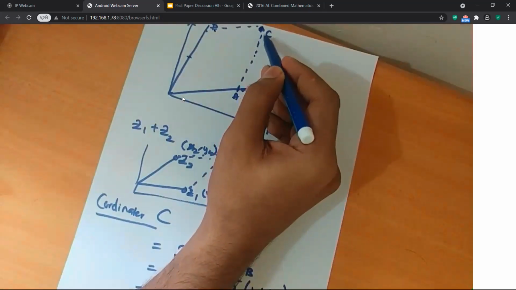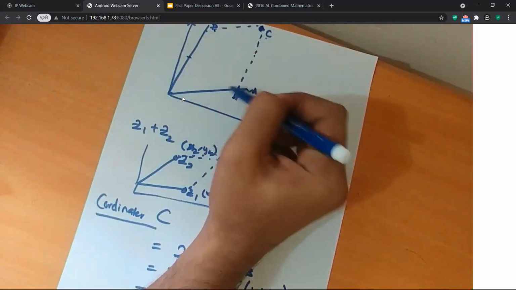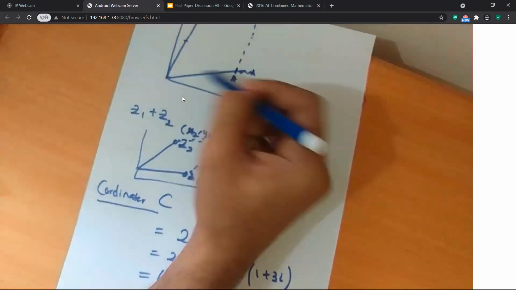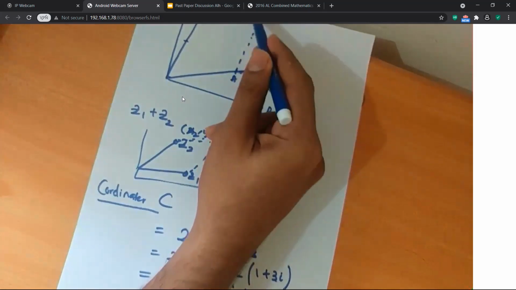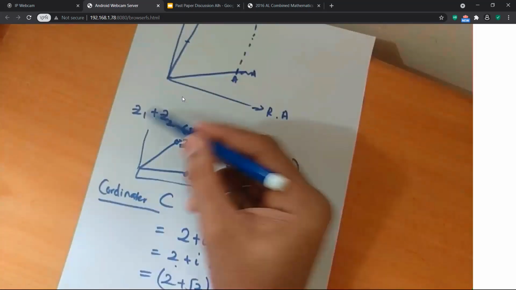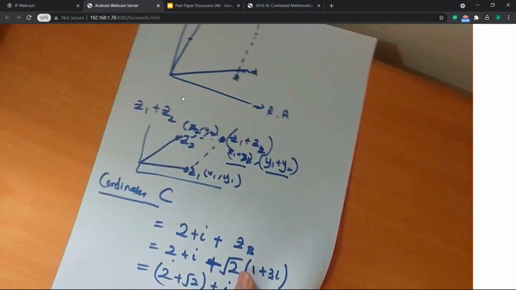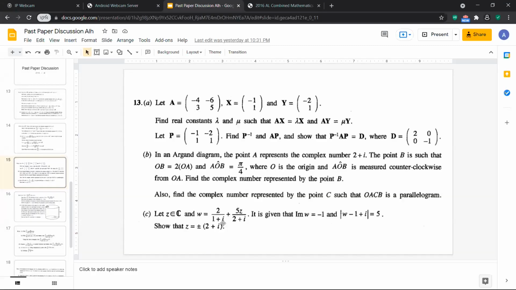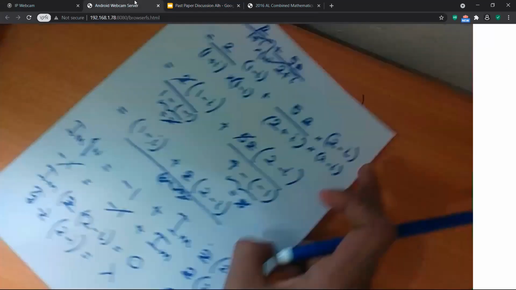What is C? If you complete the parallelogram, C is this point. We use the theorem that if you add two complex numbers together, this is the point you get. So when we added the two complex numbers, we got the coordinate of C. The next question was to use these two equations and find the complex number z. For that we took w, and the first thing to do when you have a complex number in the denominator is to remove the denominator by multiplying by the conjugate.